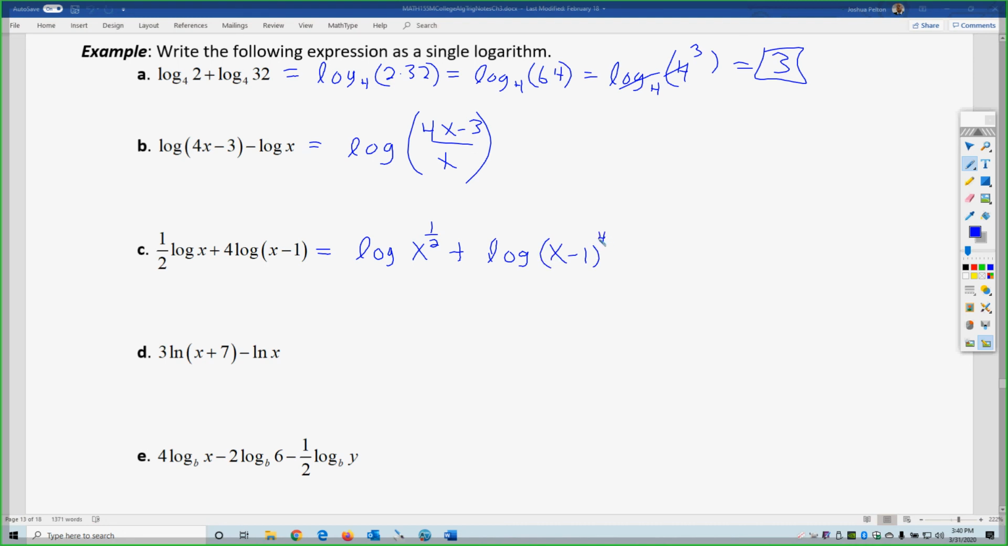All right, so now we can use the product rule. So we have log x to the 1/2, which is really a square root, right? Times x minus 1 to the 4th. And you can put brackets around that if you want. You can write that a little bit better. And now we have 1 log, which is the idea.